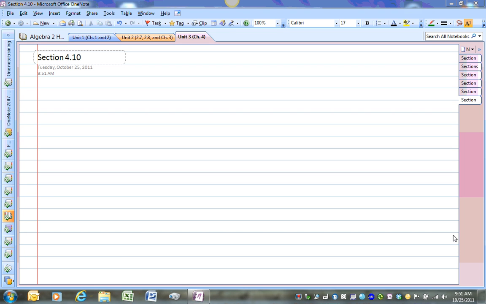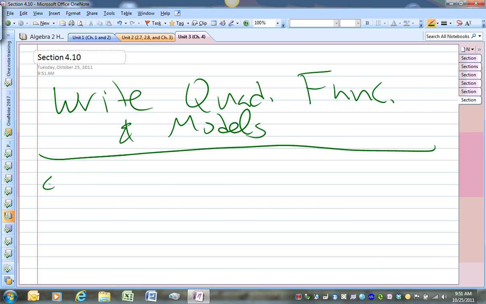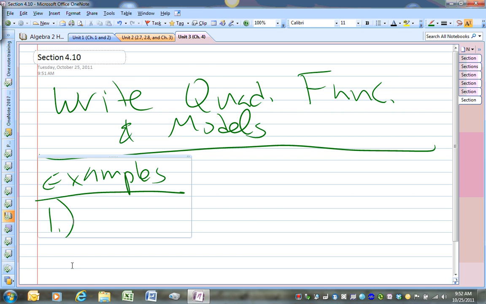Okay, today we have a lesson on section 4.10. It's the last section of chapter 4. It's on writing quadratic functions and models. We only have 3 examples today, so let's get started. Example number 1 will be the following.